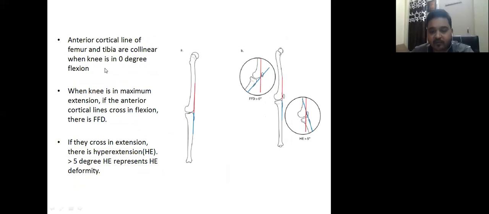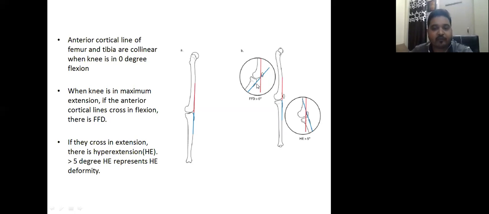The second way to find this out is in the lateral view: the anterior cortical line of the femur and the anterior cortical line of the tibia. We have to draw these, and both should be collinear in 0 degrees of flexion. When the knee is in maximum extension, if the anterior cortical line of the femur crosses in flexion, then there is FFD. Here you can see in the figure that the anterior cortical lines of the femur and the tibia cross in flexion. That means the knee is in flexion.